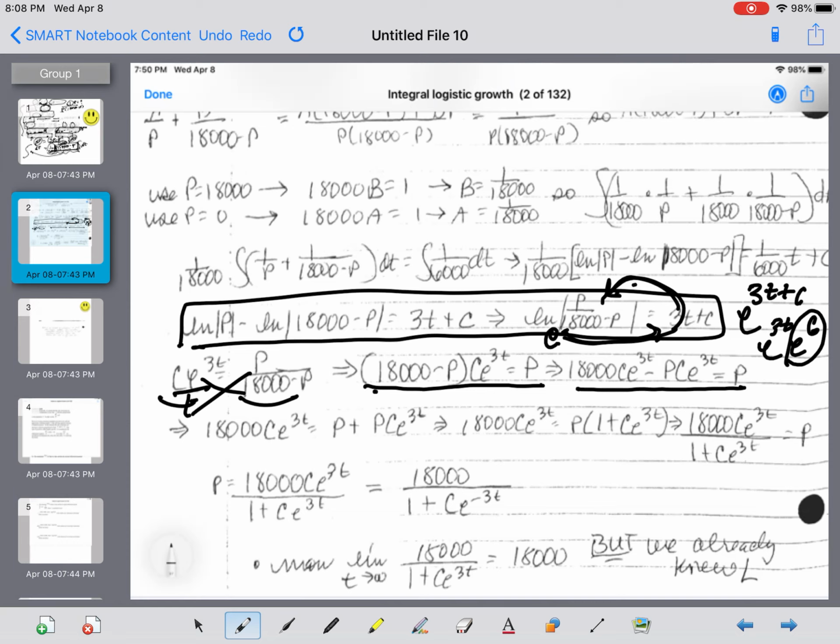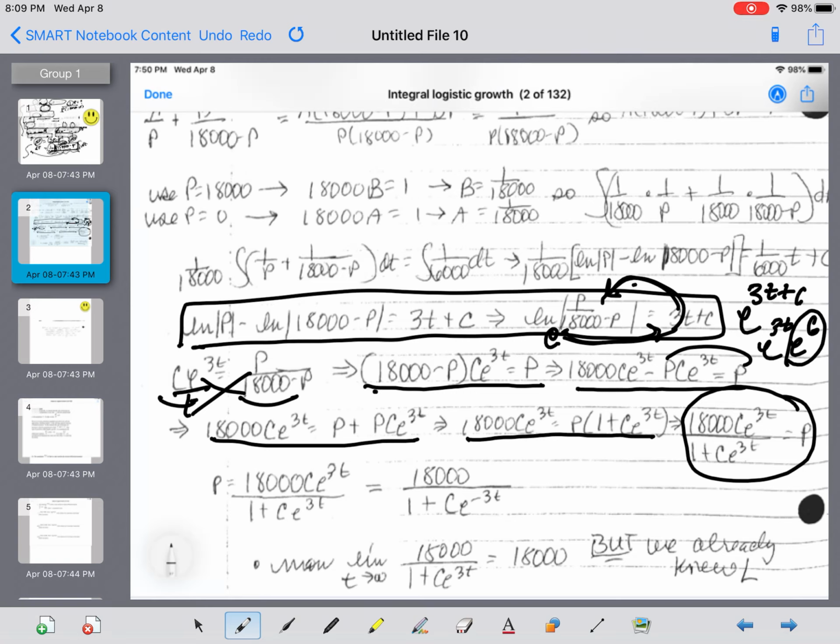And then I moved this over here with the p. And then I factored out a p because our whole goal here is to solve for the population in terms of time. So now I finally have the population in terms of time. And I could leave it like that.